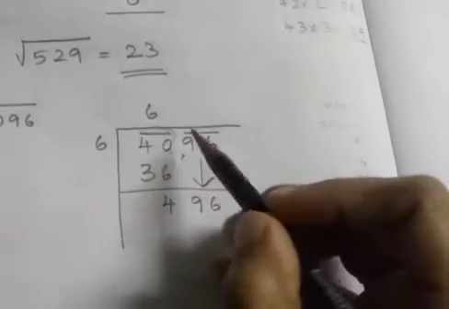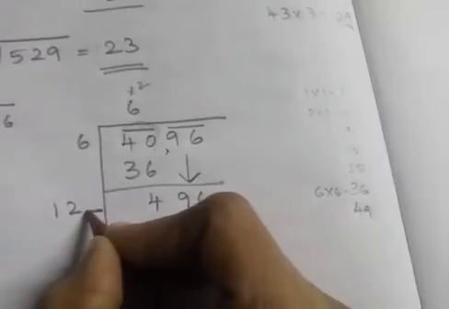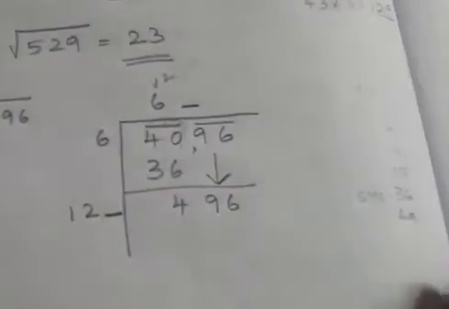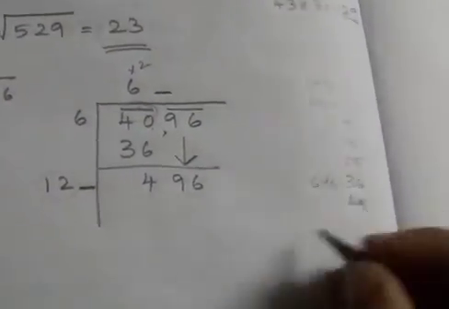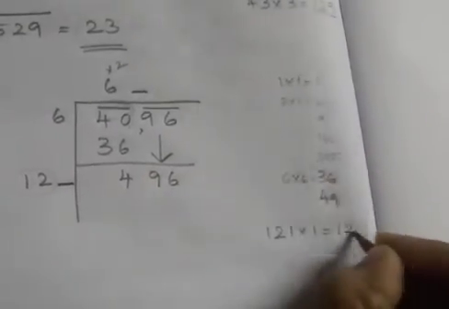Okay? Now what should you do? What number should come? 6 into 2. 6 twos are 12. Now one digit should come here. As usual, we should get it here. Right. Now what should you do? 121 into 1 is 121.